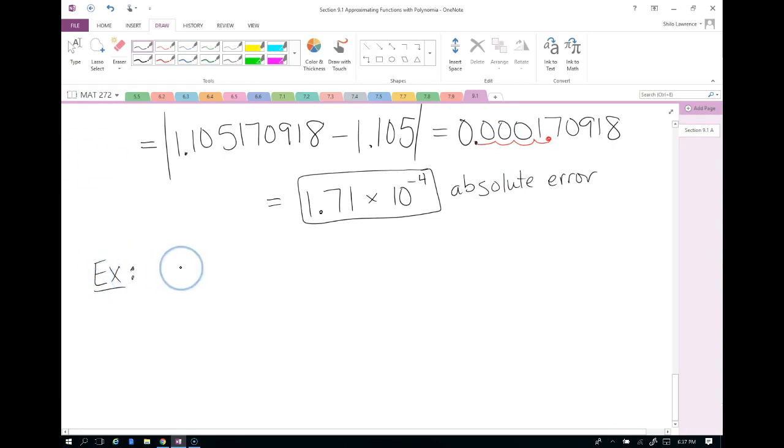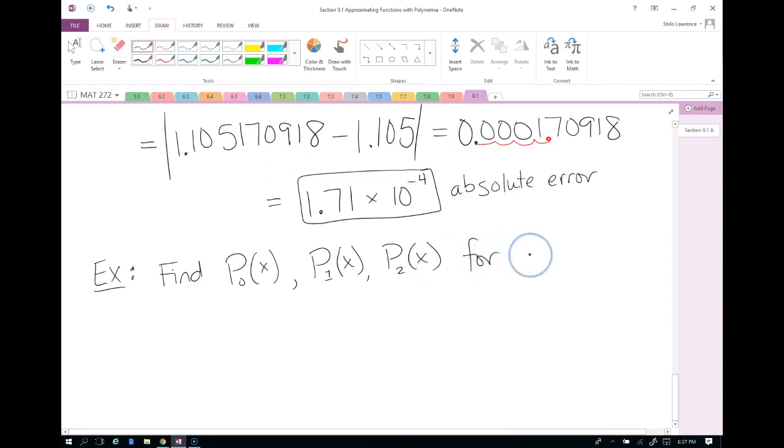So let's try one more. Let's find p sub 0, p sub 1, and p sub 2 for g of x equals natural log of x centered. Now we can't center this one at 0 because natural log of 0 is undefined. We're going to center this one at x equals 1, or at c equals 1.